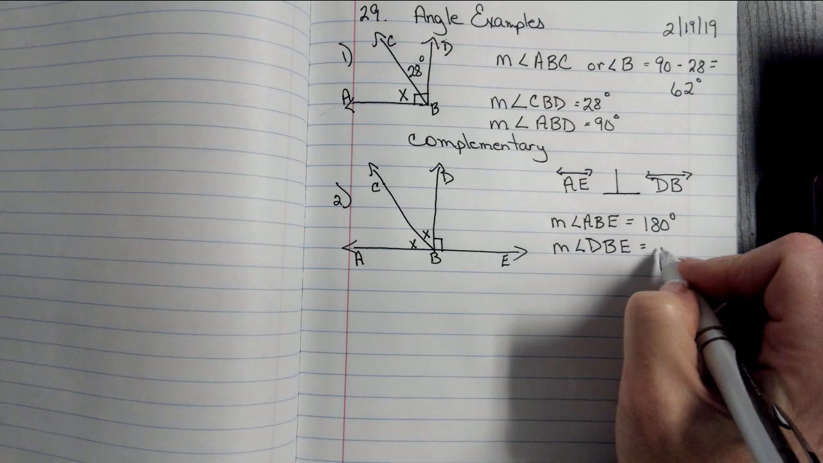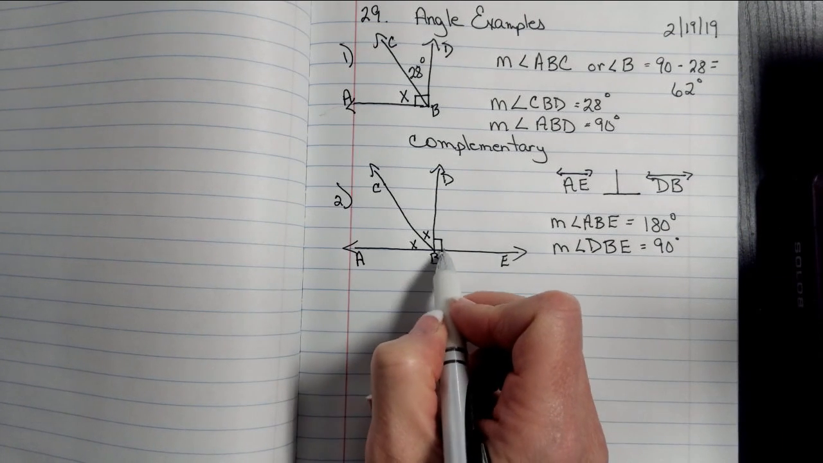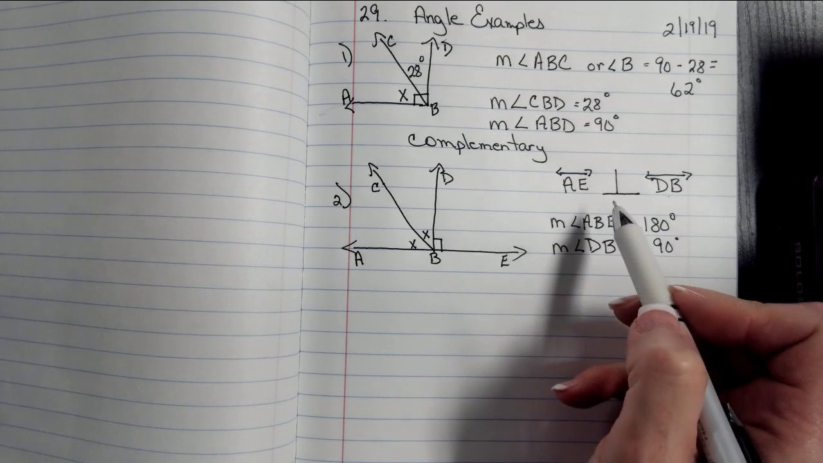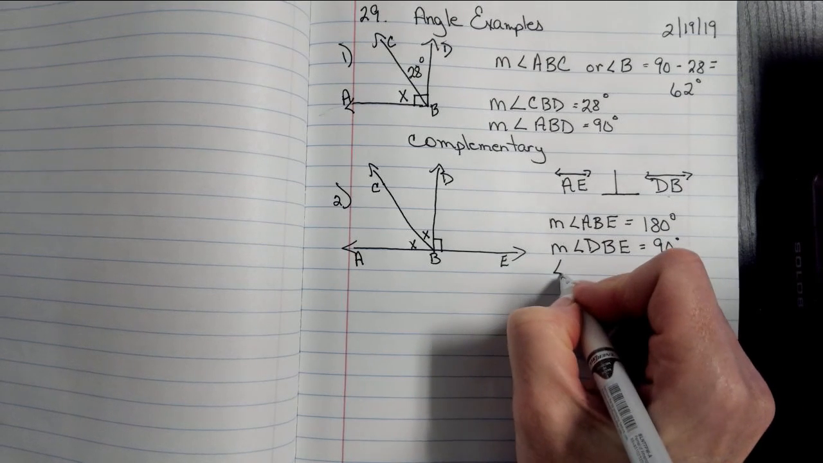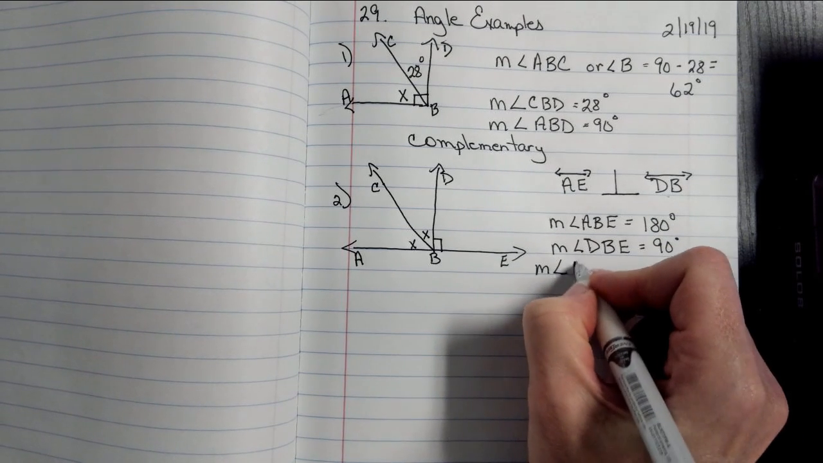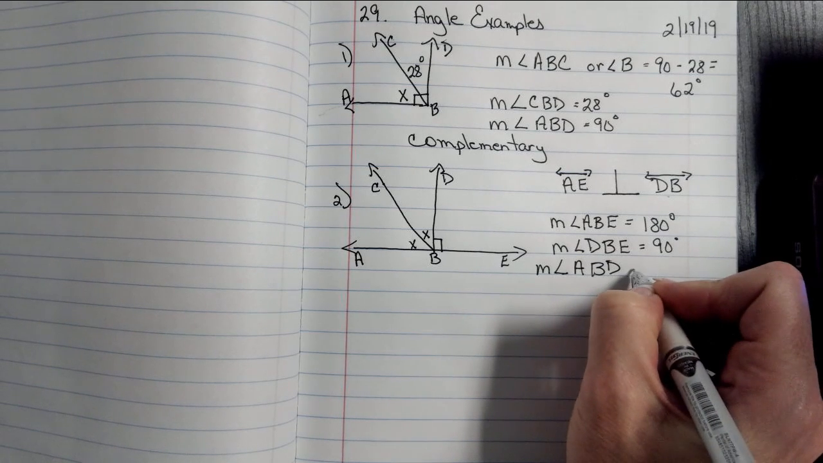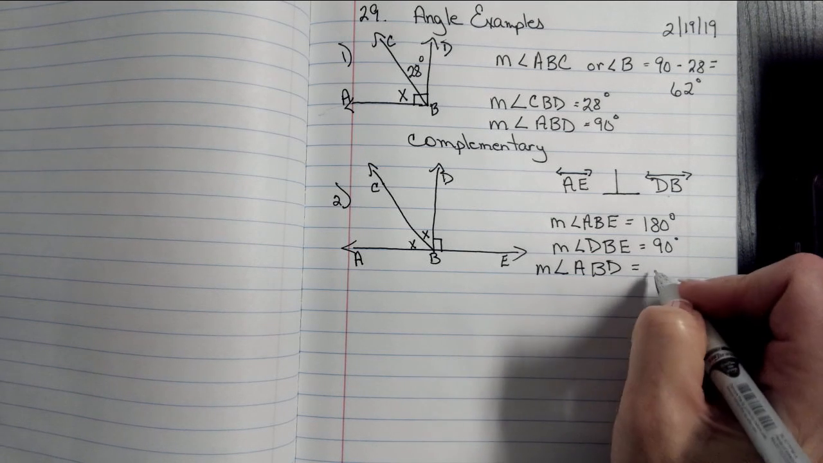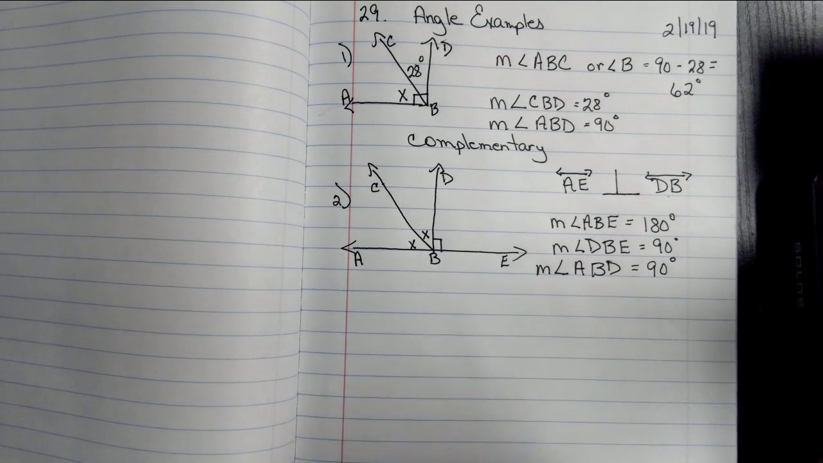90. And how do we know it's 90? Because it has that little box. Yeah, it has that box, and we were also told in our directions that it was perpendicular. Okay. And then we know that the measure of angle ABD is what? 90. Because if one side of that angle measures 90, there's got to be 90 on the other side.